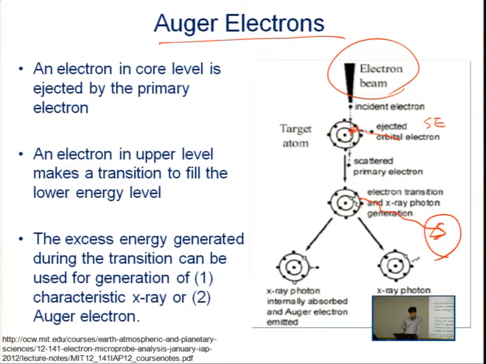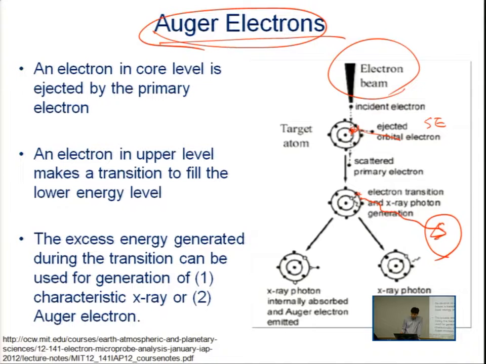And then instead of generating this Auger electron, when those electrons come down to the lower energy levels and emit an X-ray instead of emitting an electron, we call this X-ray a characteristic X-ray.